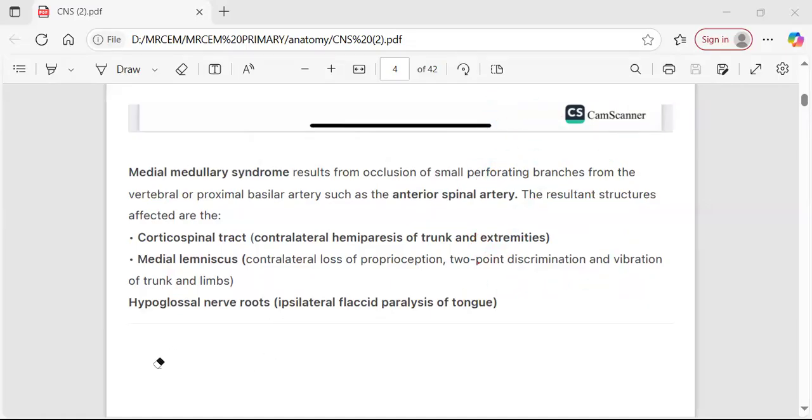The other thing in the medial medullary syndrome, there will be tongue protrusion on the affected side, and there will be contralateral hemiplegia. Hemiparesis of the trunk and extremities contralateral, and there will be ipsilateral paralysis of the tongue.